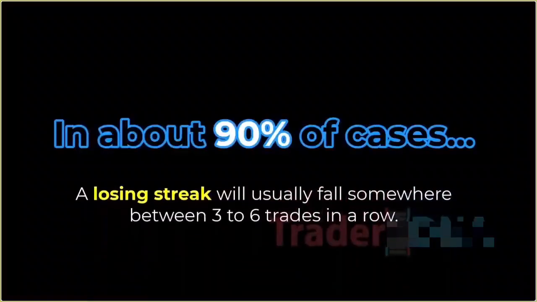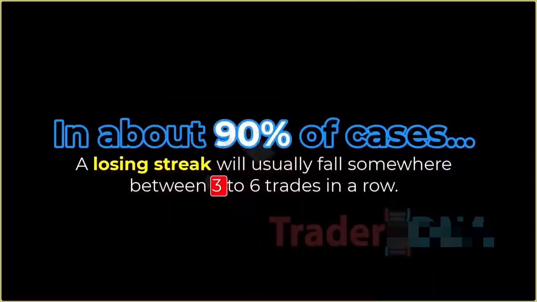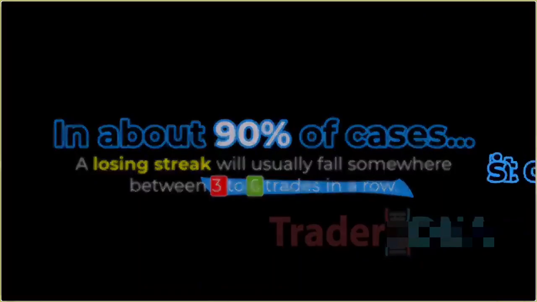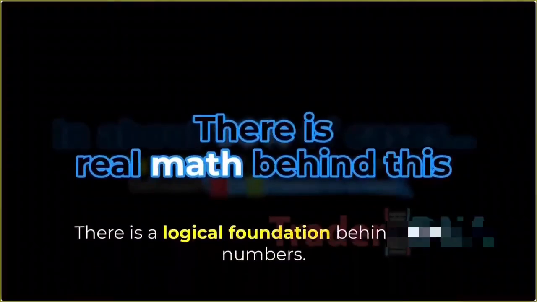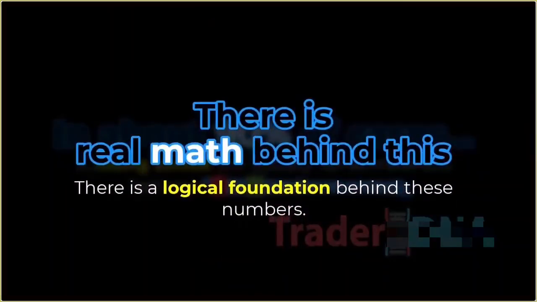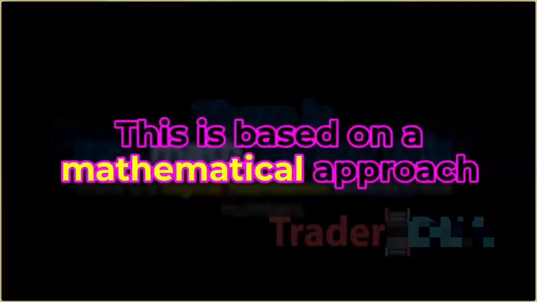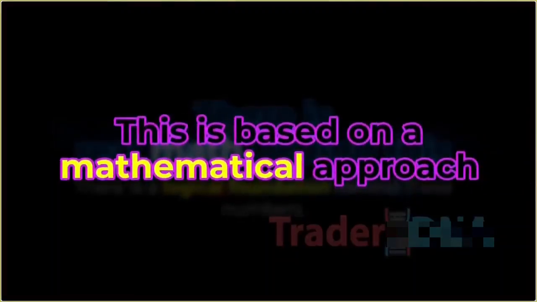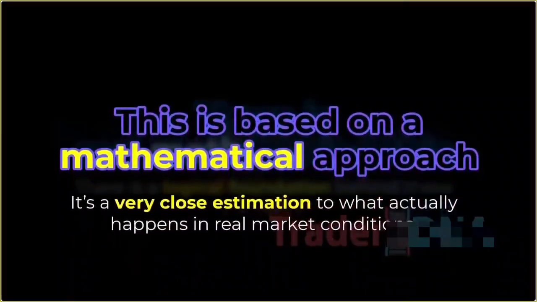So the point I just explained comes down to this. In about 90% of cases, a losing streak will usually fall somewhere between 3 to 6 trades in a row. And no, this is not a guess. This is not me just throwing numbers around like, maybe 5, maybe 6. No, there is real math behind this. There is a logical foundation behind these numbers. This is not prediction without structure. This is based on a mathematical approach. Now, does this mean it's 100% guaranteed? Of course not, but it's a very close estimation to what actually happens in real market conditions.